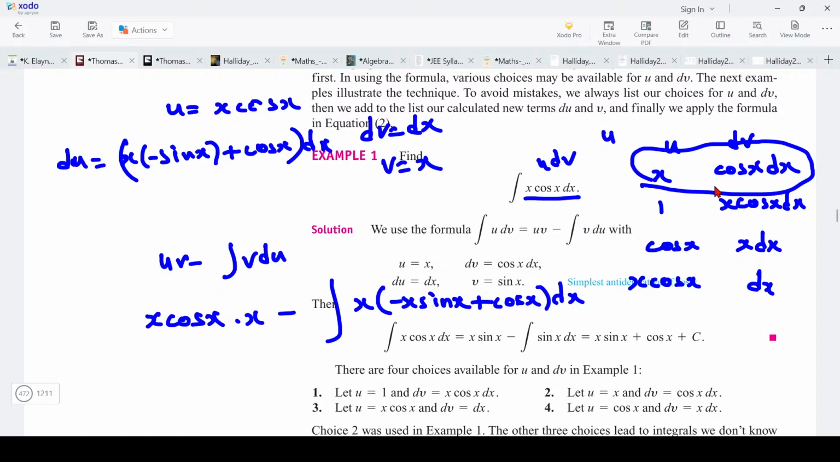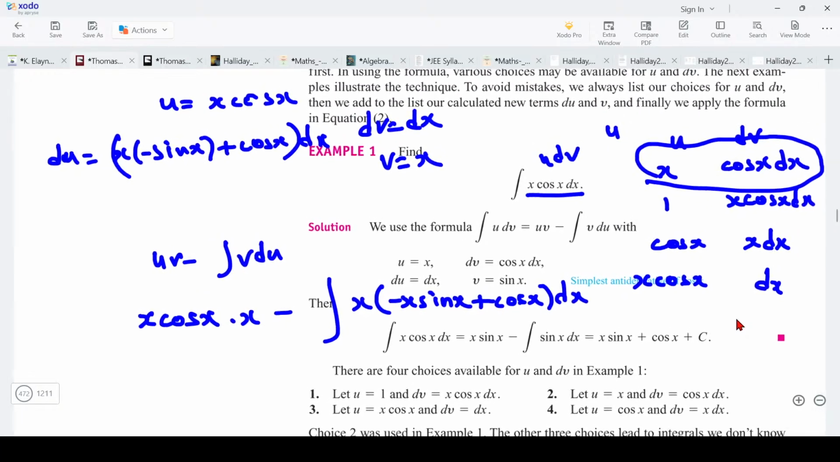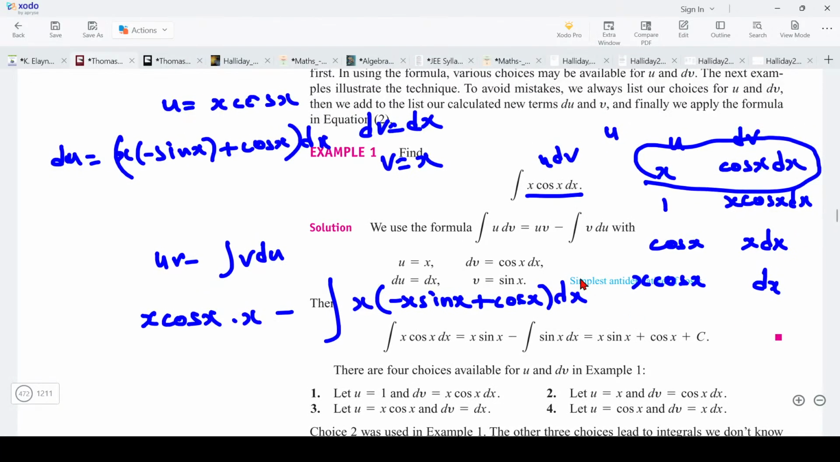You will learn this by practice, and there are little techniques. First, you learn by practice. Then I will tell you the techniques. So if you learn by practice, then you will remember. So which functions to choose first? Which one you choose as u and which one you choose as dv?